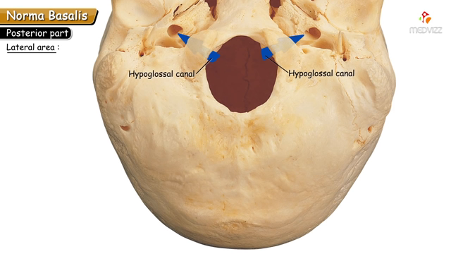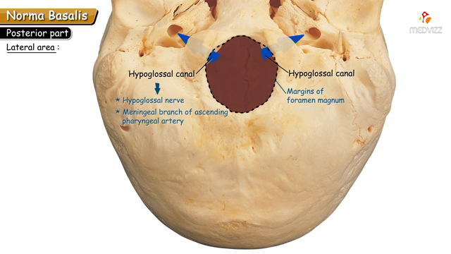The hypoglossal canal is located hidden anterior to the occipital condyles, so it is difficult to identify the canal from the basalis view. But if you put in a probe, we can see its internal opening along the margins of the foramen magnum in the posterior cranial fossa. This is the hypoglossal canal, and it transmits the hypoglossal nerve, the meningeal branch of the ascending pharyngeal artery, and an emissary vein.